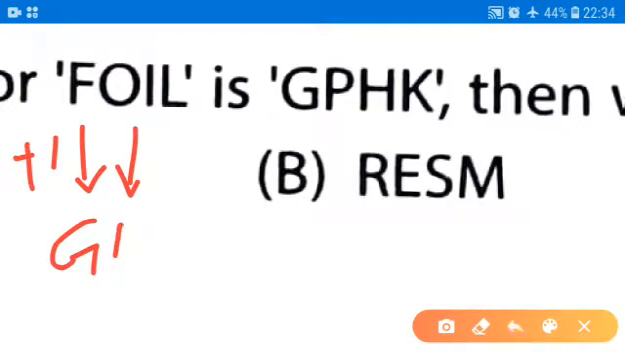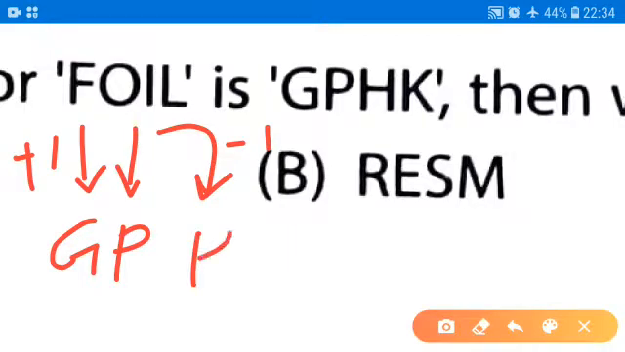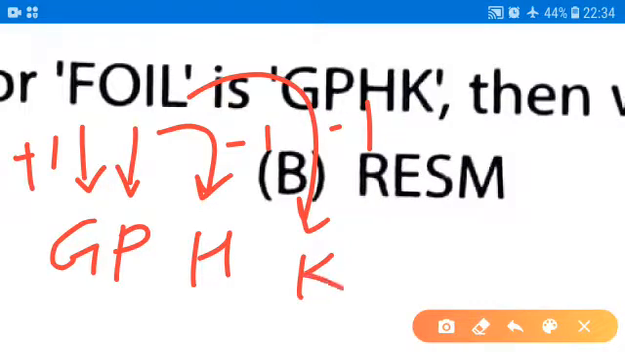Okay, if you again move one step forward from O, then you will get P. Now check here, if we go one step backward from I, what will you get? One step backward means -1, you will get H. Before I, what comes? H. Similarly, if you go one step backward from L, you will get K. So first of all we are going one step forward 2 times, then one step backward 2 times.